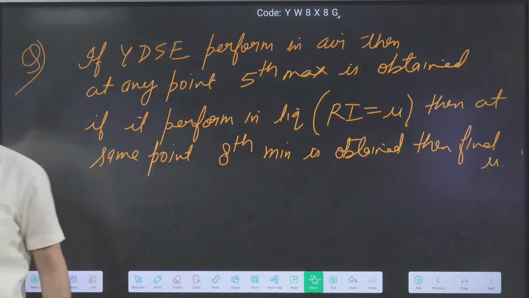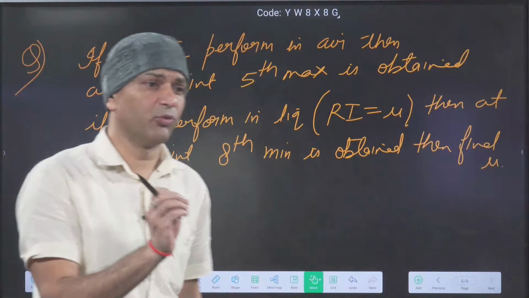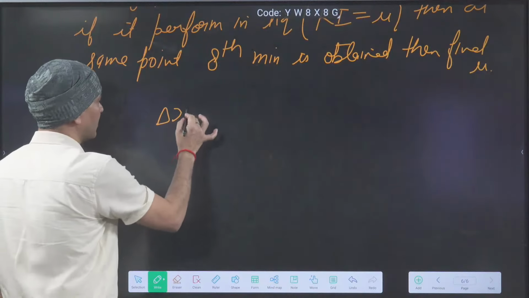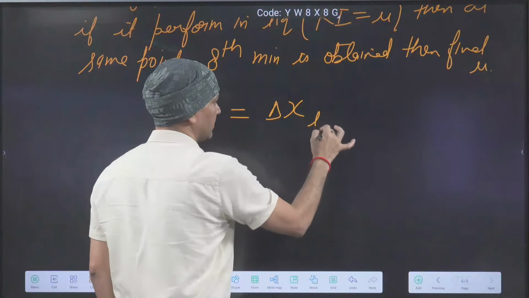Same point means what I said. If I am saying the same point, it means Y is same. Y same means path difference same. So I will say what? Delta x in the air will be equal to delta x in the liquid.